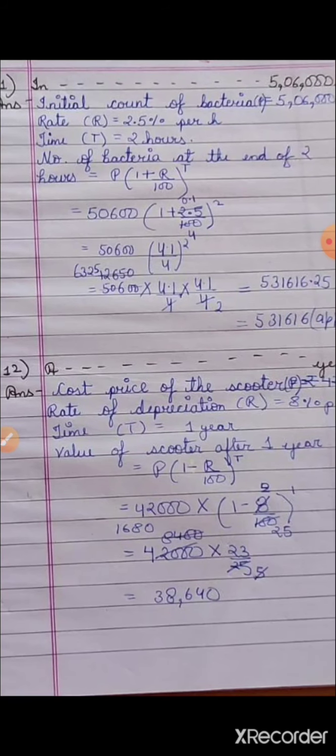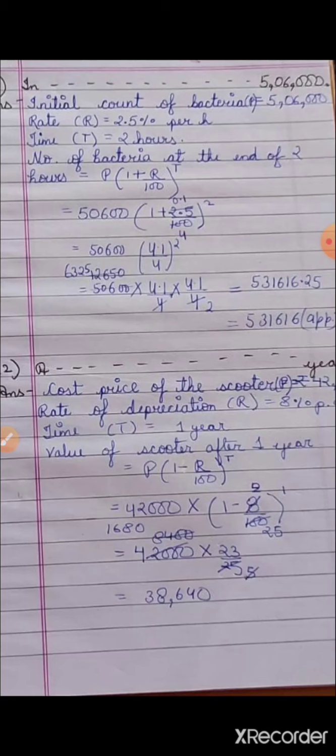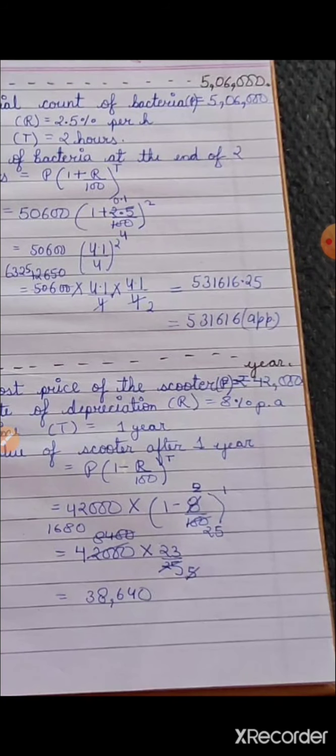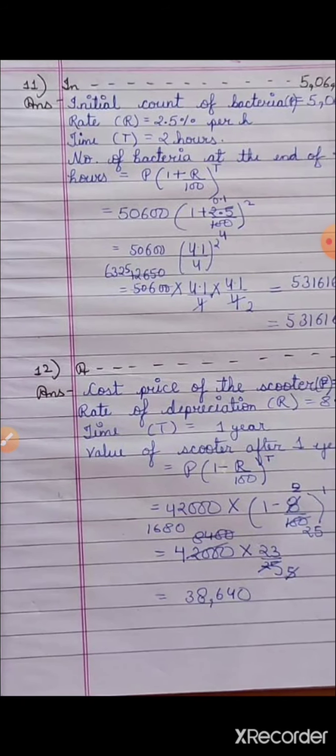So now the number of bacteria at the end of 2 hours is P multiplied by 1 plus rate upon 100 whole power time. After substituting all the values from the question we have 5,31,616 bacteria approximate. Move to our next question.